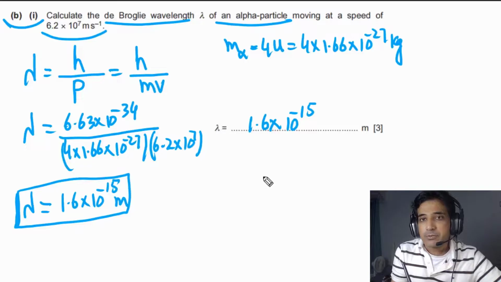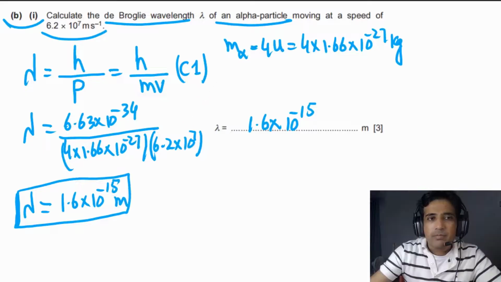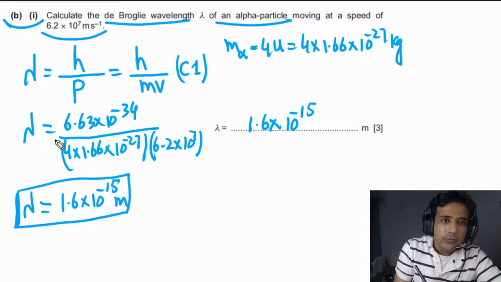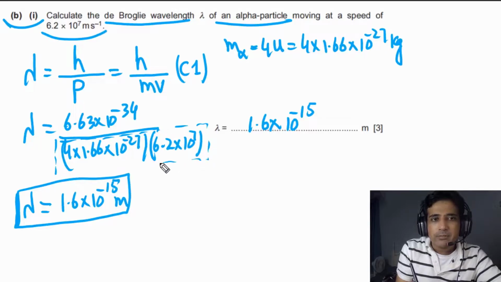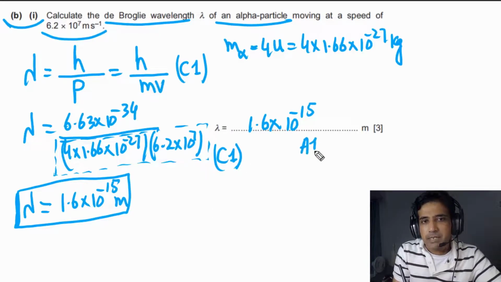This question has 3 marks. The first mark you will get if you have written this formula, and this is a C mark. And the second mark you will get if you have calculated the value of momentum of the alpha particle. Meaning if you have entered these values right, you will get another C mark. So this is the second mark. And the last mark is the answer mark. If you have got the right answer, you will get 3 marks for this question.